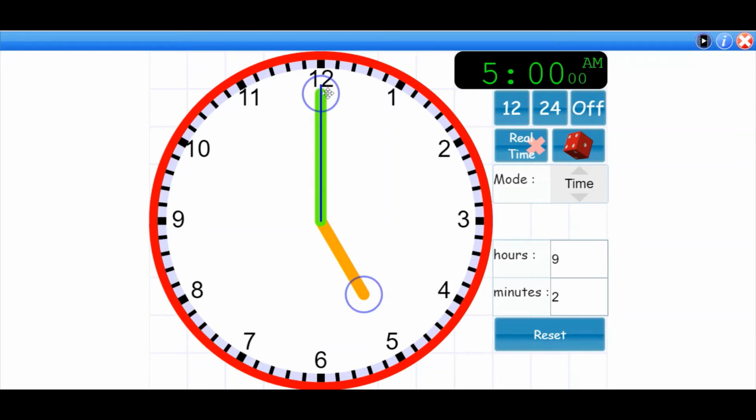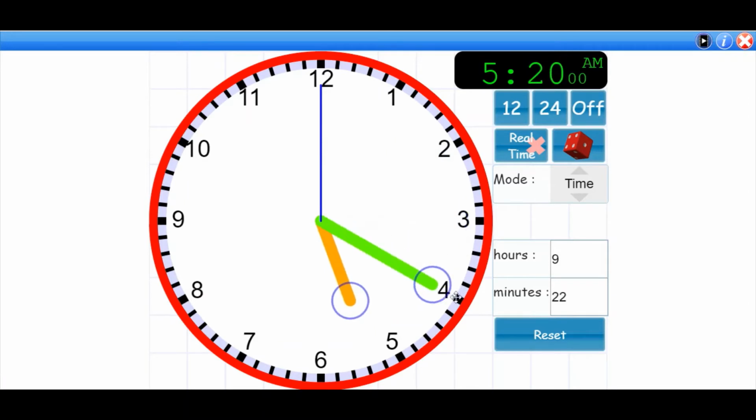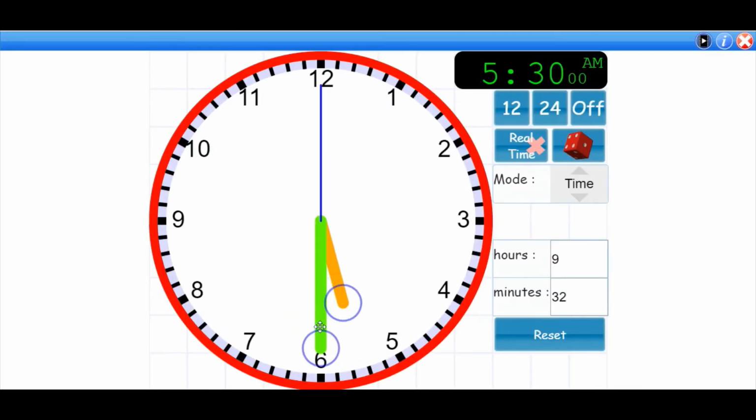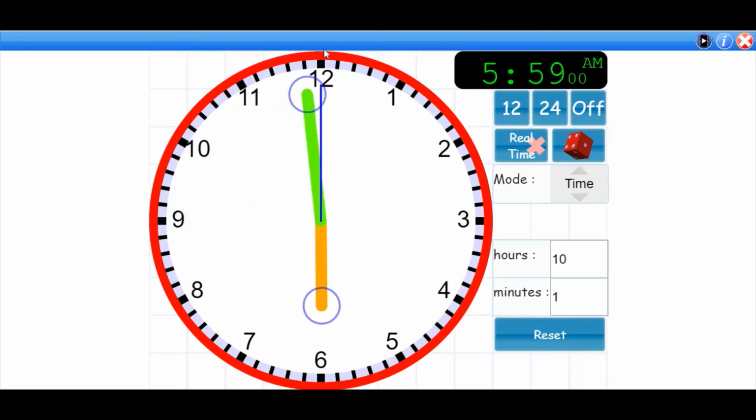Right, you say it along with me this time. 5 past 5, 10 past 5, a quarter past 5, 20 past 5, 25 past 5, half past 5, 25 to 6, 20 to 6, a quarter to 6, 10 to 6, 5 to 6, and 6 o'clock.